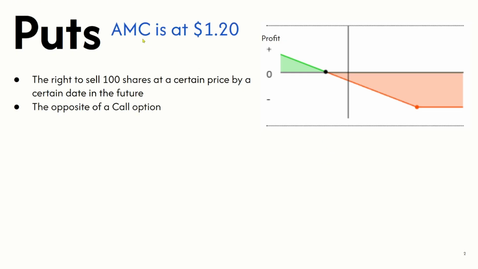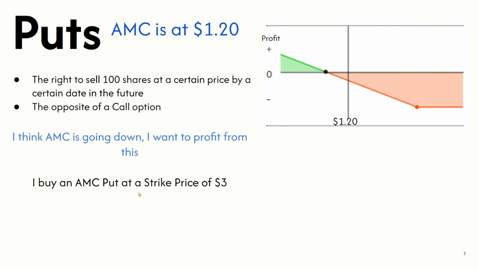AMC is at $1.20 per share. We'll plot that on our graph over here, $1.20 per share. I think AMC is going to go down, and I want to profit from that. So what you could do is buy an AMC put at a strike of $3. If I'm buying a put, I have the right to sell at $3.